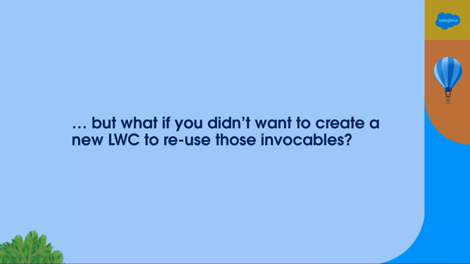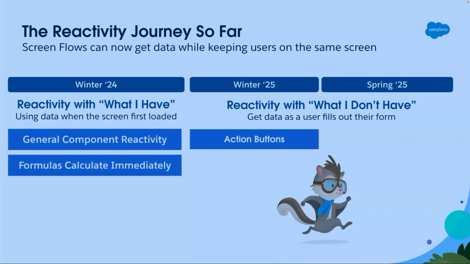All right, thanks, Eric. Yeah, so we just saw how you can trigger an invocable action from LWC, but coming soon, there's going to be an easier way. But before I show you, I have to talk about where we're going with reactivity. So a year ago today, we released general reactivity. So I like to divide reactivity into two eras, kind of like Taylor Swift. We've got reactivity with what I have. This is reactivity with data that you get when you load the screen.